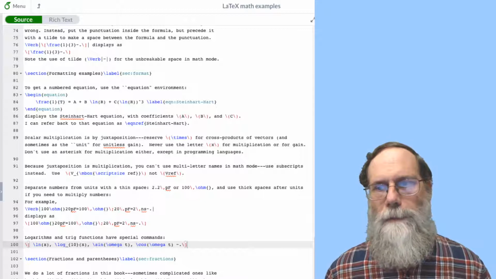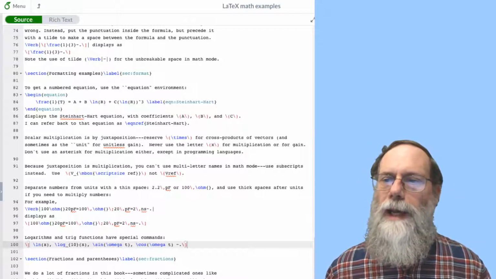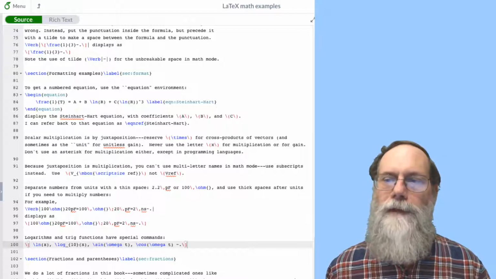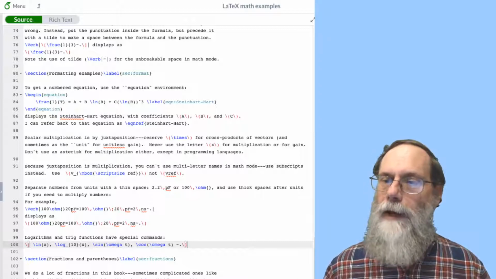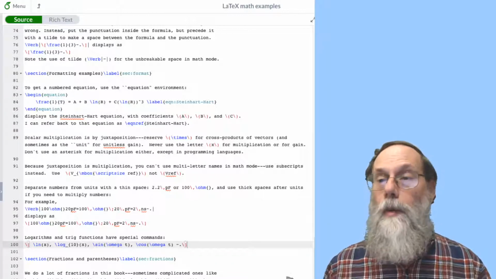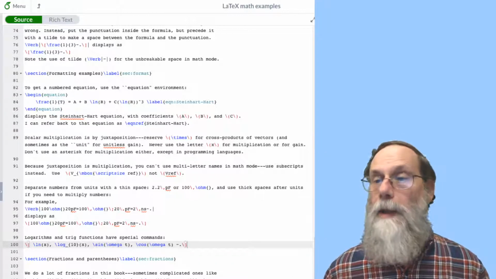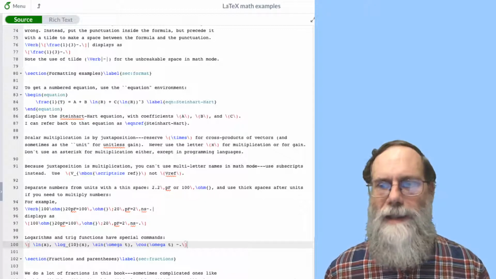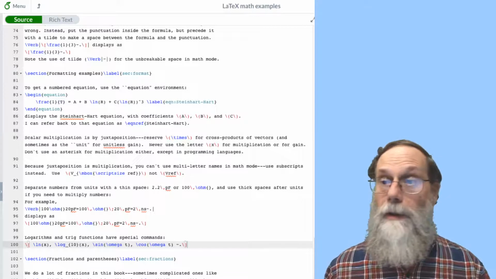There is one exception. That symbol does get used sometimes as if it was a unit for a unitless gain. So if I have something where the gain of an amplifier is 20, I might write it as 20 with that times symbol after it as if it was a unit. But that's about the only case where I expect to ever see the times symbol in this course.